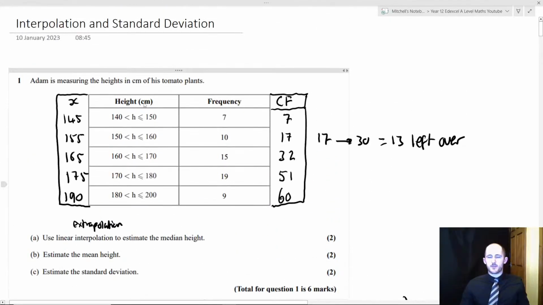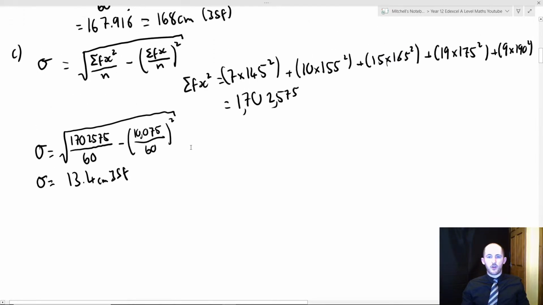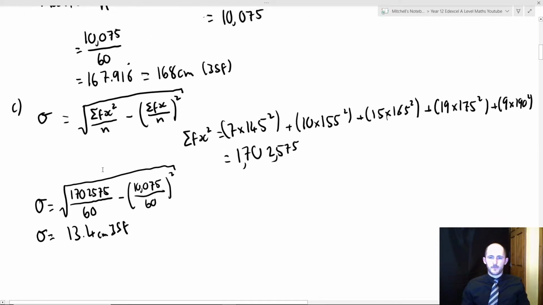The units would be the same as centimeters, because what they're basically saying, so if you want you can give it units of centimeters, is that on average, most of the data points are within 13.4 centimeters of 168 centimeters. That's where most of the data is. Not all of it, but most of it. Okay, so hopefully that makes sense.